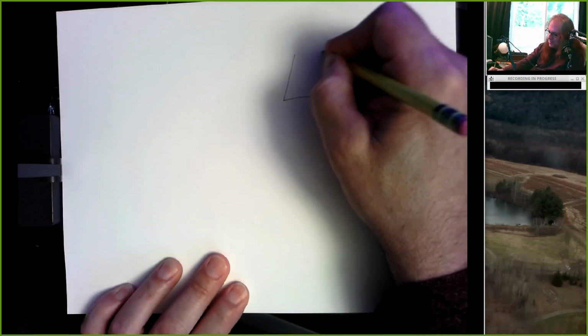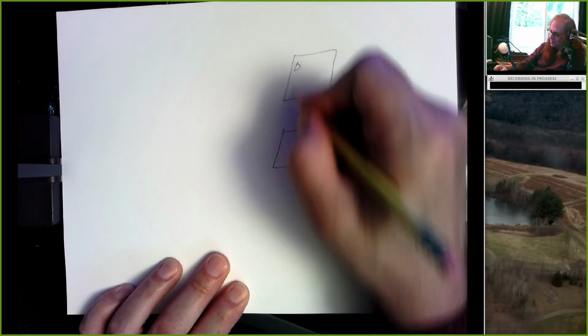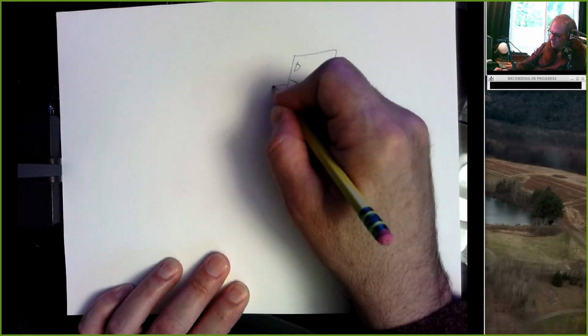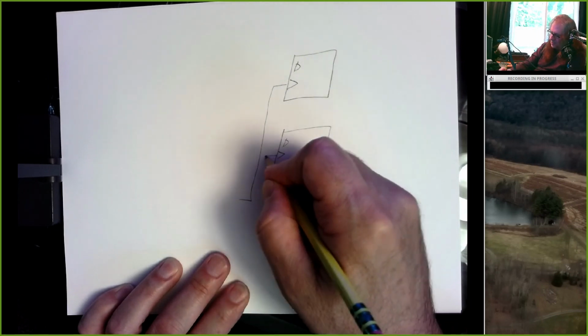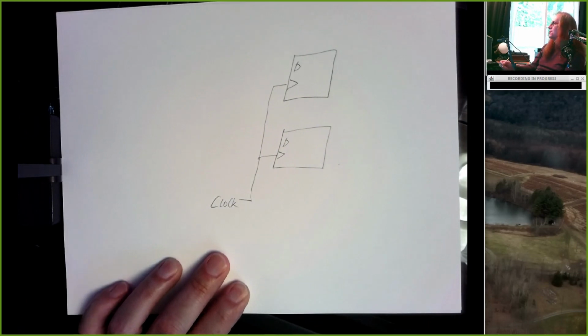But the steps will always be the same. So let's suppose we have a state machine like this. I've got two D flip-flops. Their clocks are connected together, and there's an external input called clock.